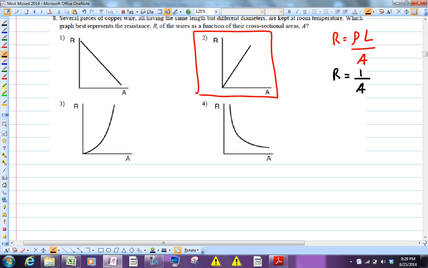By the way, I think I circled the wrong answer, didn't I? Oh yeah, the answer is 4.